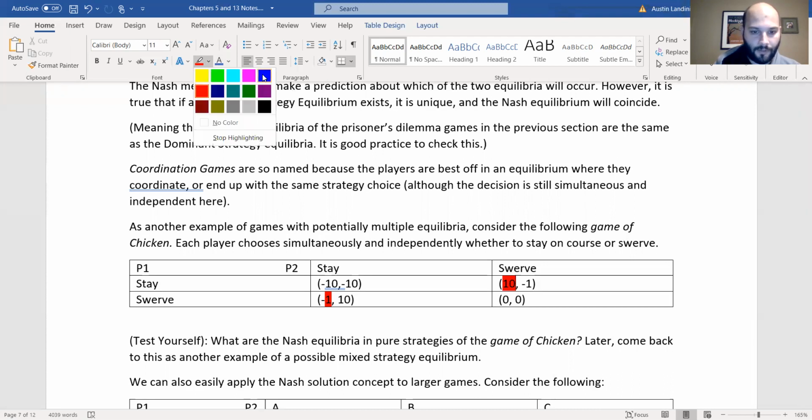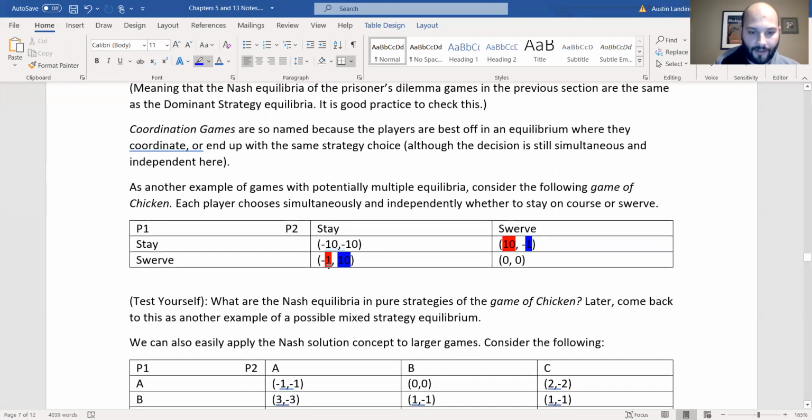All right, blue for player two. If player one is staying on course, better off swerving. If player one is swerving, player two is better off staying on course. 10 more than 0. So we have two pure strategy Nash equilibria: swerve, stay, and stay, swerve.